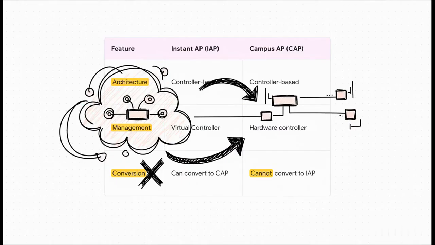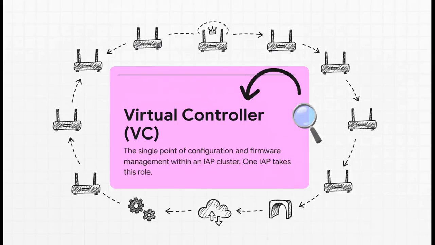Okay, let's put these two side by side, because this is where it really clicks. Your instant APs, controllerless, perfect for, say, a small branch office where you don't want a big piece of hardware. Your campus APs, they're controller-based, built for the big leagues. Think a massive university campus where you need that single point of control. But here's the absolute kicker, the thing you have to remember. Conversion. You can take an IAP and tell it to become a CAP, no problem. But you cannot go the other way. Once a CAP, always a CAP. That's a one-way street.